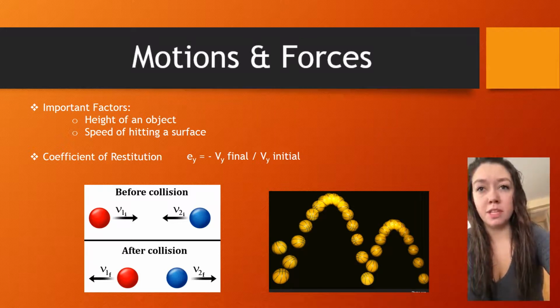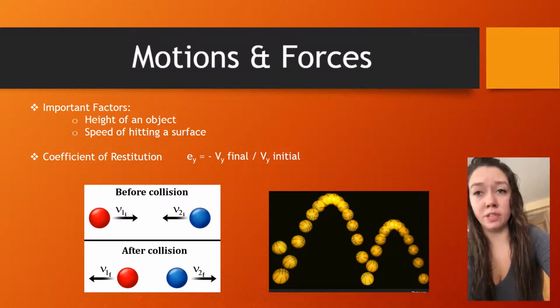One of the most important things to find when dealing with motions and forces is knowing the height of an object and how fast it will rebound when hitting a surface, such as a basketball court. You can figure this out by using the coefficient of restitution, which is the ratio of the final to initial velocity between two objects after they collide.